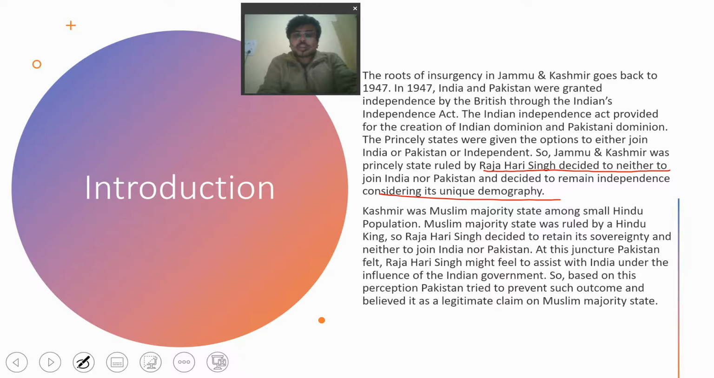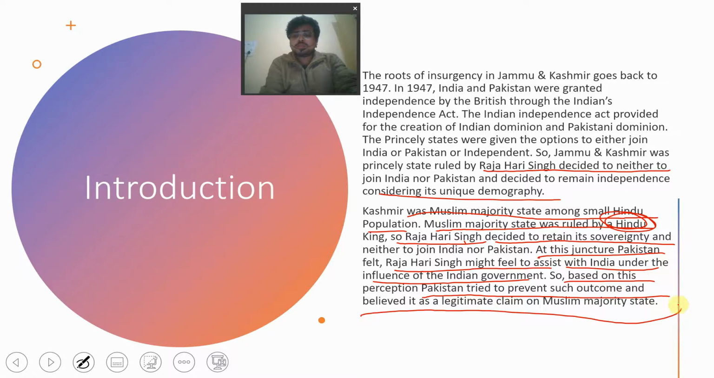Kashmir was a Muslim majority state with a small Hindu population, ruled by a Hindu king, Raja Hari Singh, who decided to retain its sovereignty and join neither India nor Pakistan. At this juncture Pakistan felt that Raja Hari Singh might align with India and come under the influence of the Indian government. Based on this perception, Pakistan tried to prevent such an outcome and believed it had a legitimate claim on the Muslim majority state.